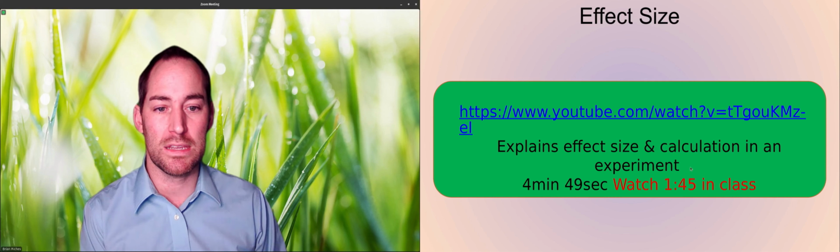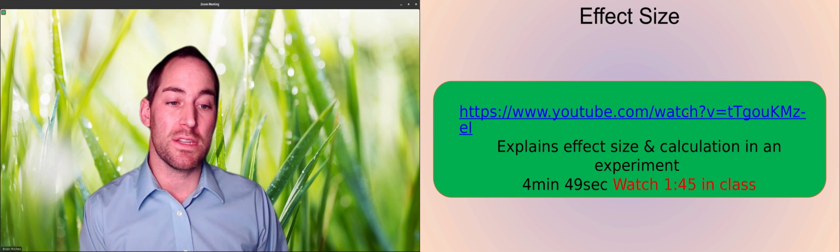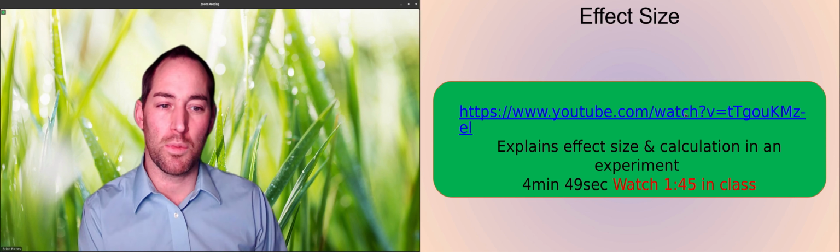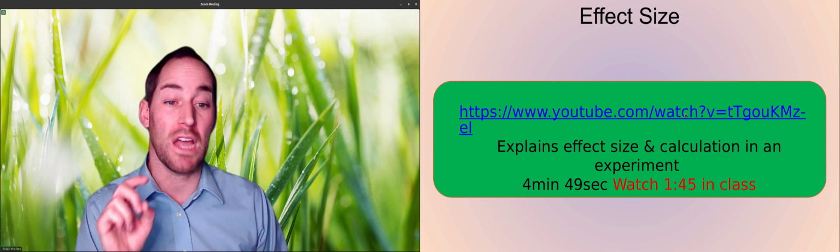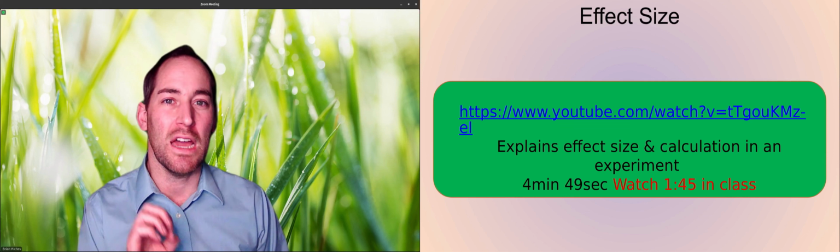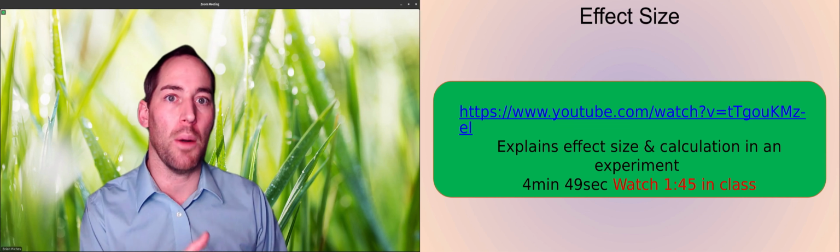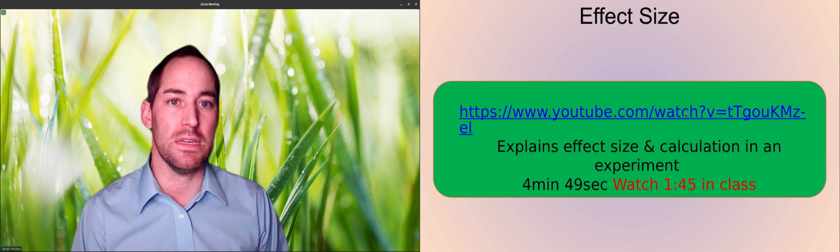So this is going to explain some of the calculations of effect size in an experiment. I think I needed to be a little more clear about my note here. I think I'm watching up to 1:45 in class so that we can get a better sense. Again, you don't need to know how to calculate these things, but this will help you wrap your head around the effect size, I hope.